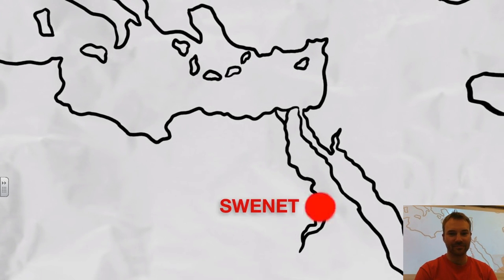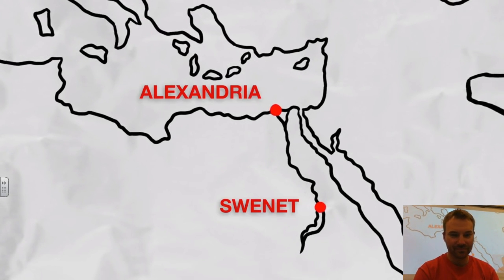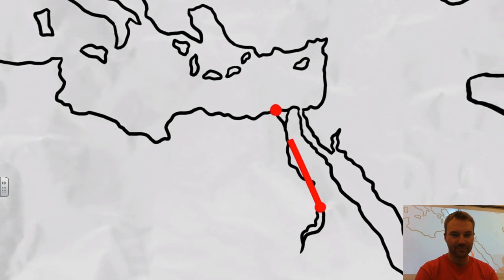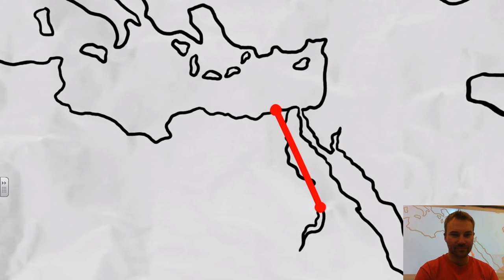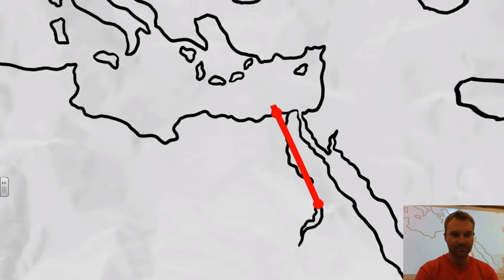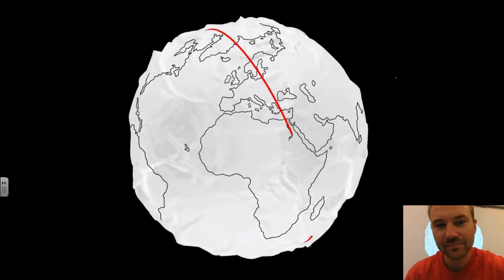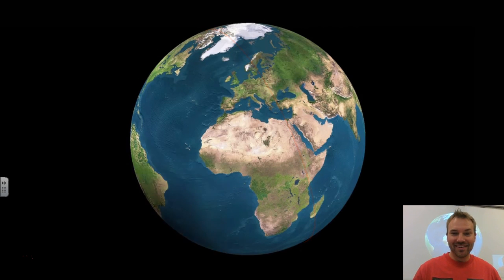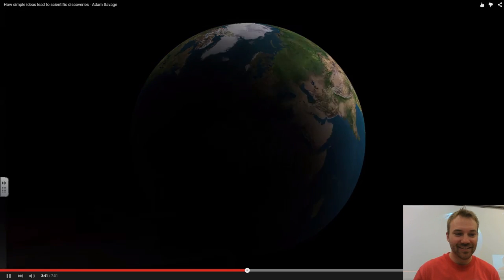The road between Swenet and Alexandria was a road of commerce, and commerce needed to know how long it took to get there. It needed to know the exact distance, so he knew very precisely that the distance between the two cities was 500 miles. Multiply that times 50, you get 25,000, which is within 1% of the actual diameter of the Earth. Isn't that awesome? He did this 2,200 years ago.